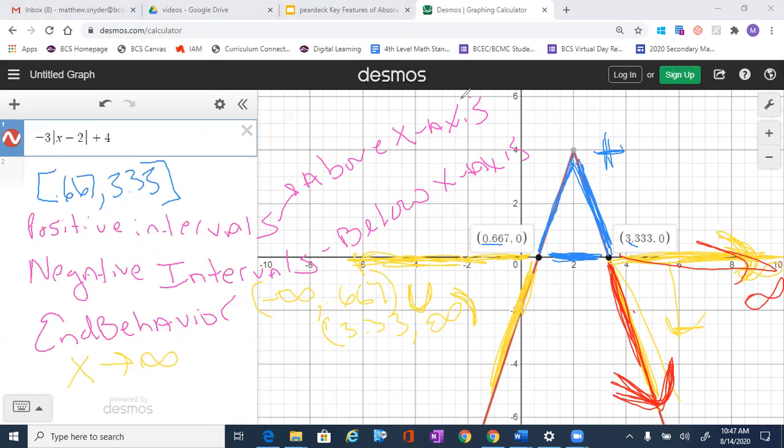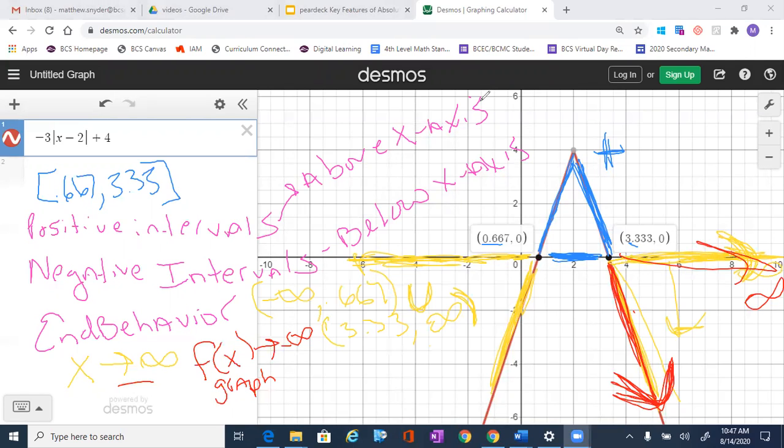So I'm going to say x approaches infinity. That's this statement right here. f of x, which just simply means the graph, is going to negative infinity. It's decreasing. And then we write another statement.